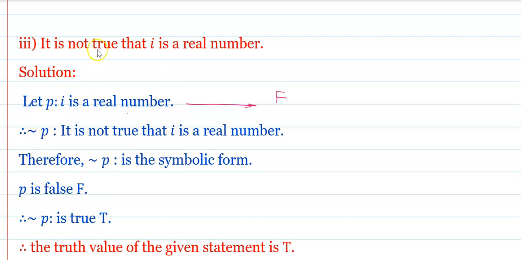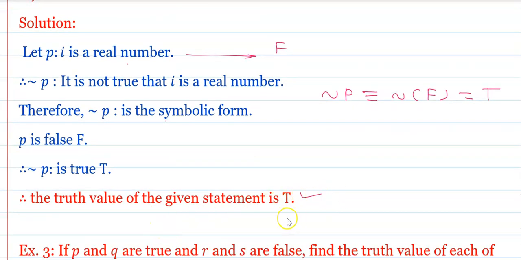That is again what we have given here. It is not true that i is a real number. Therefore the negation of P is, it is not true that i is a real number. Okay. Therefore negation of P is the symbolic form. But what is the truth value of this negation of P? That is equals to negation of, this is the F. Okay. And it is a true. Okay. Therefore the truth value of the given statement is T.